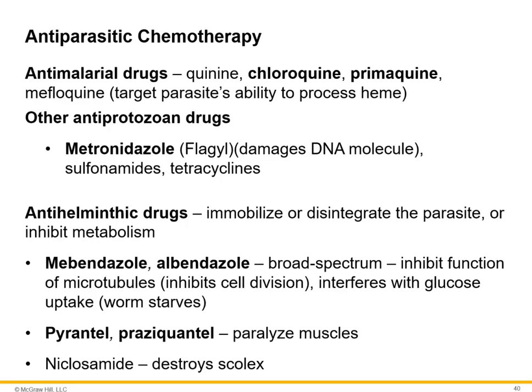These guys are broad spectrum. They're going to inhibit the function of the worm's microtubules, which is going to inhibit cell division. But they also interfere with glucose uptake, so the worm actually ends up starving. I also want you to be able to recognize pyrantel and praziquantel. These guys paralyze the muscles of the worms.